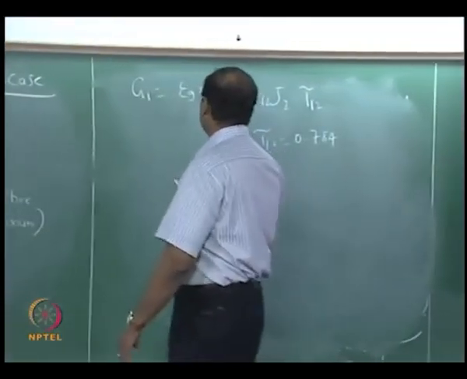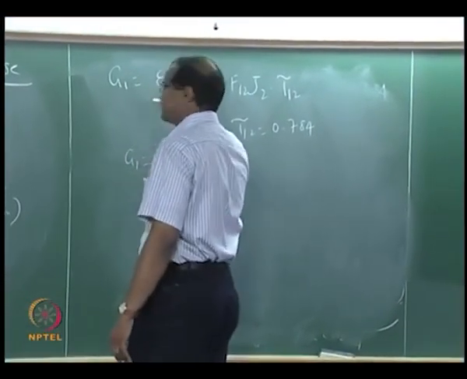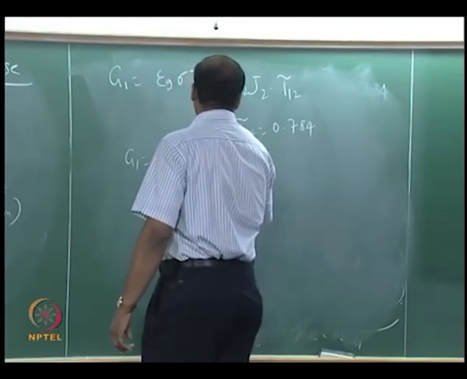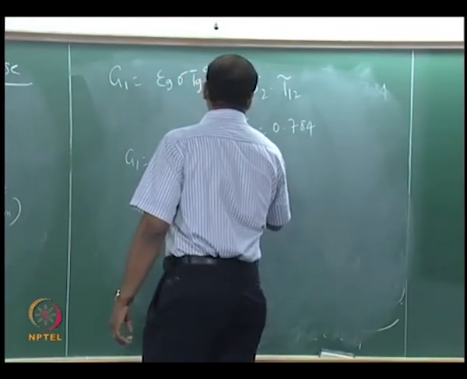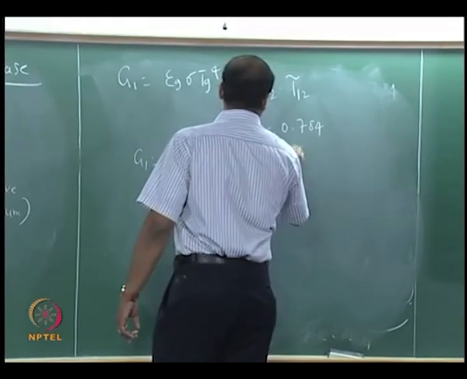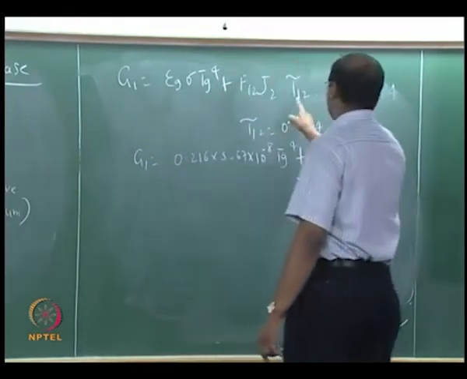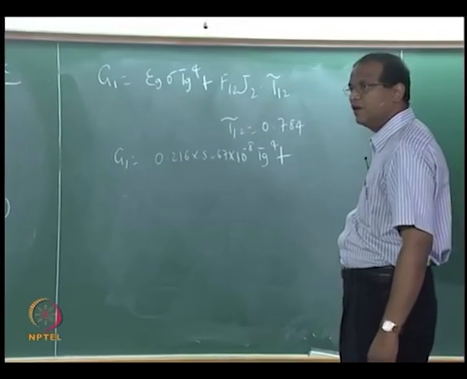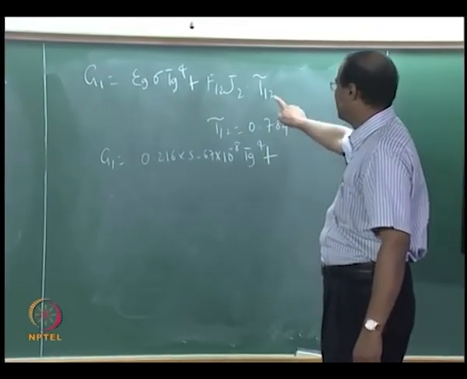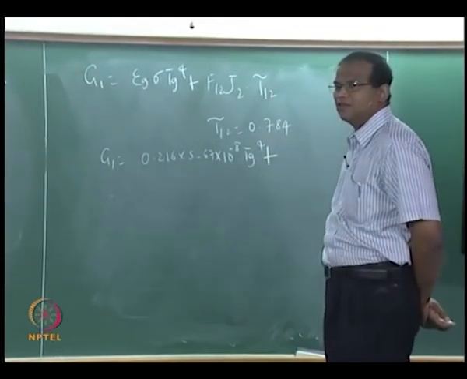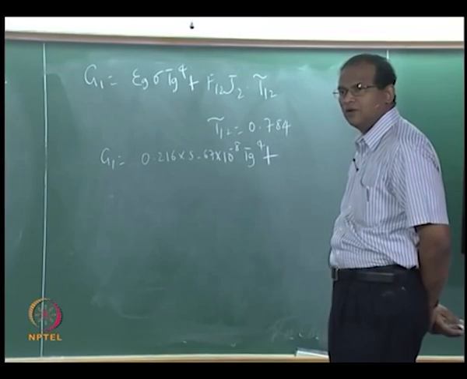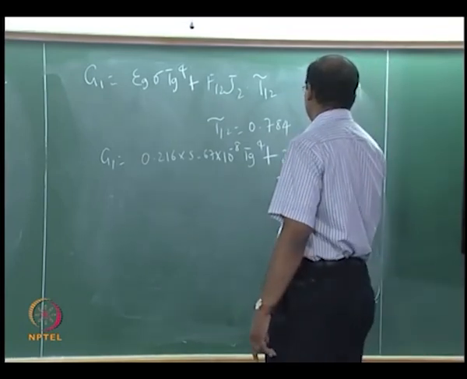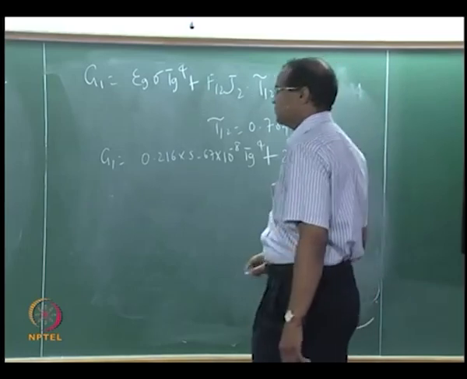Okay, so G1, epsilon g is there, right? 0.216. What is this? Please tell me that value. 37,200 into 0.784. 29? 164. Okay.